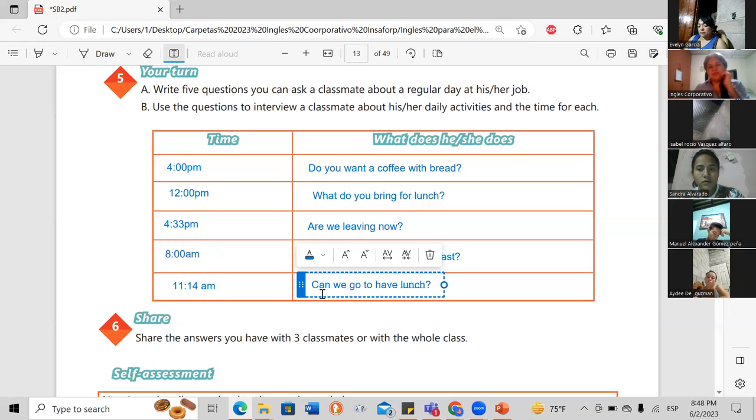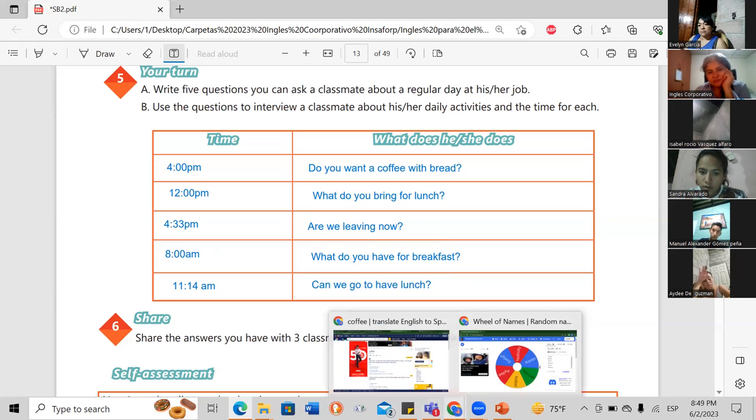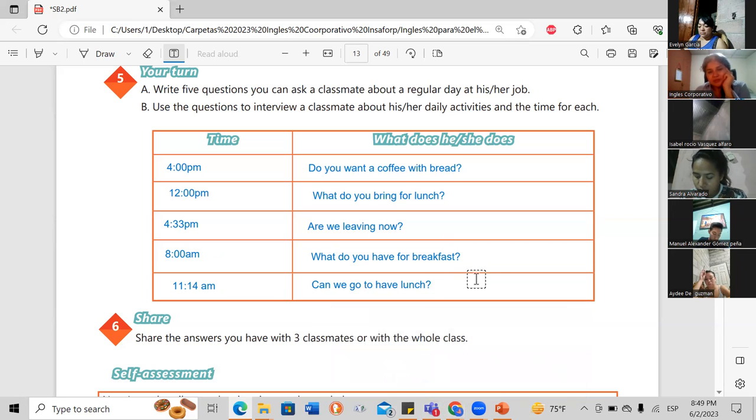Muy bien. No hemos visto todavía este auxiliar, pero lo podemos usar, ¿ok? Can we go to have lunch? También puedo usar el do. Do we go to have lunch? Ok. Es una pregunta que usted le puede preguntar a su jefe. Do we go to have lunch?